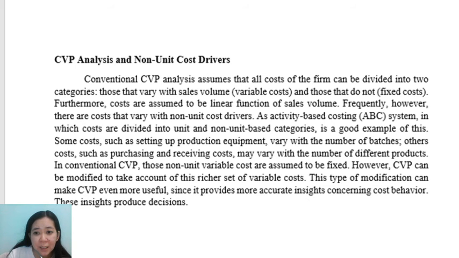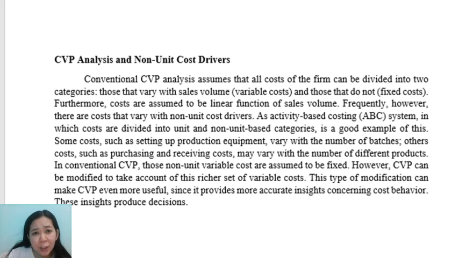So in this, costs are divided into unit and non-unit based categories. This is actually part of your cost management and control, if you could still remember. A good example of this is some costs, such as setting up production of the equipment, vary with the number of batches. Other costs, such as purchasing and receiving costs, may vary also with the number of different products.